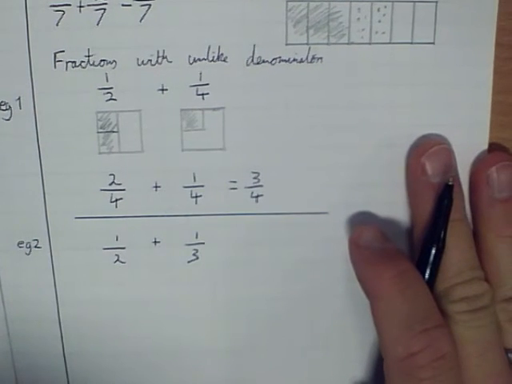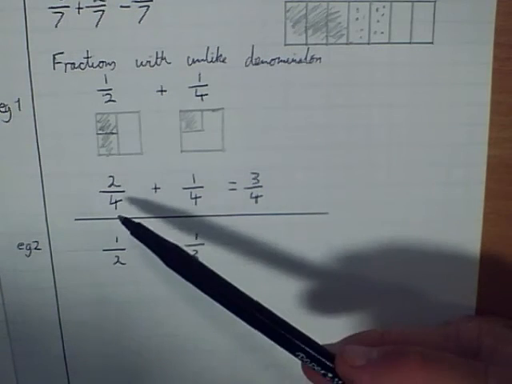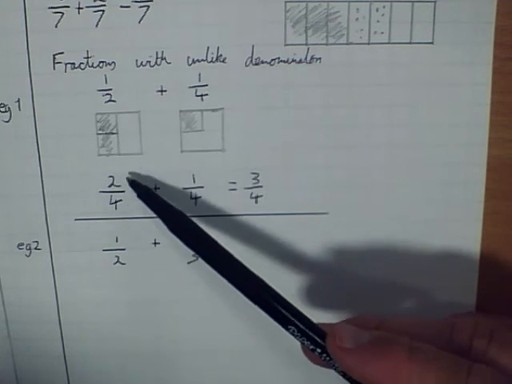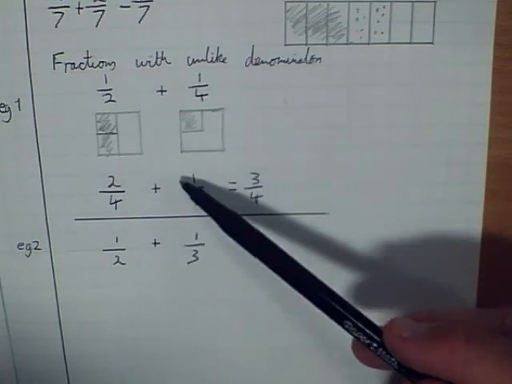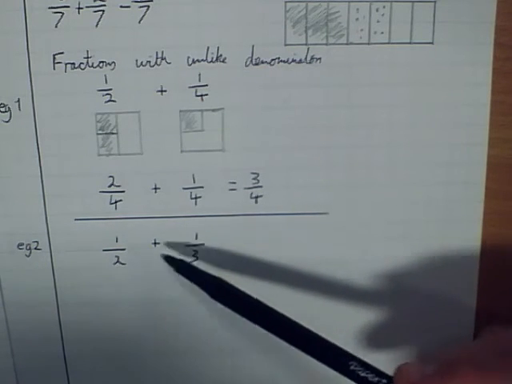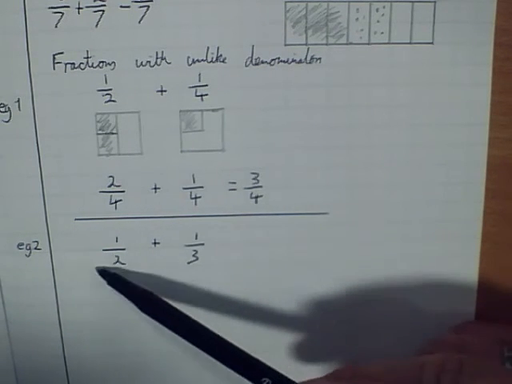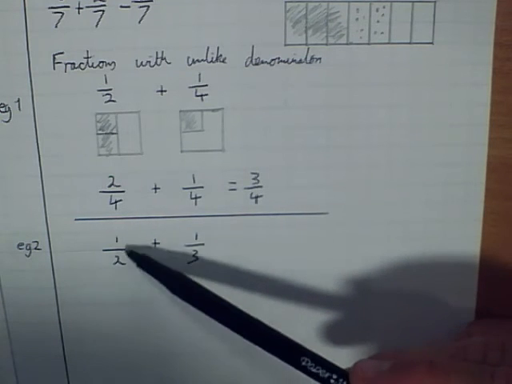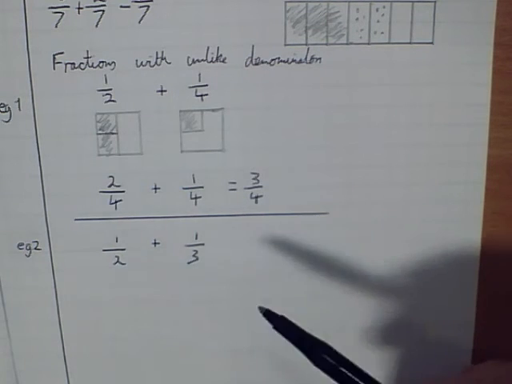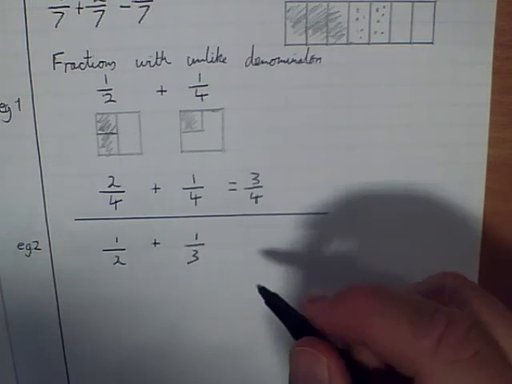Right, suddenly it's looking more tricky because I can't easily see that 1/2 is 2/4 and I just keep the other one the same. I can't easily do that here. What I need to do is work out a number of parts that I can show a half as and a third as. And that's called finding the lowest common multiple.